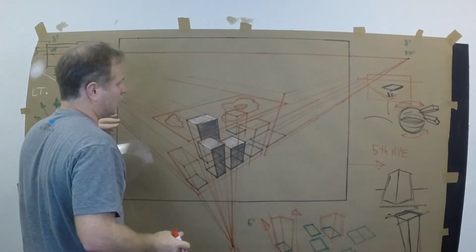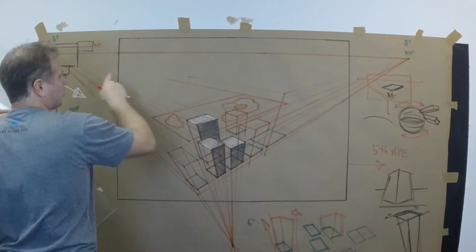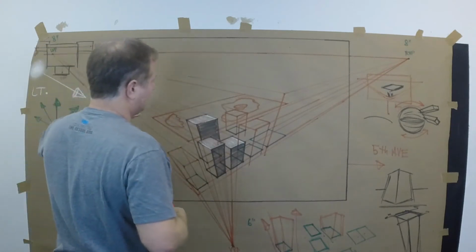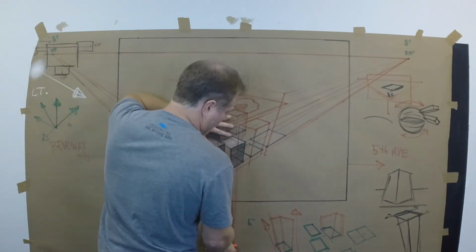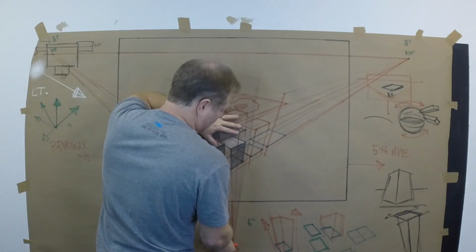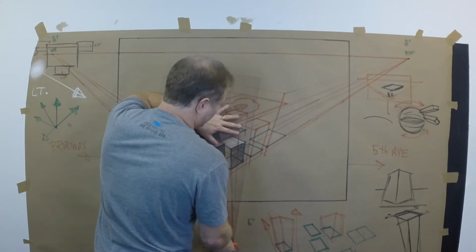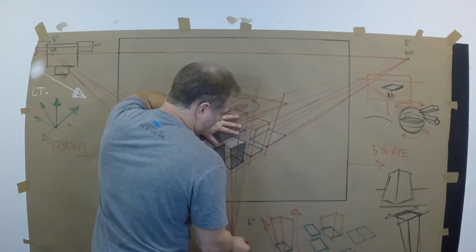Draw my convergence lines, and you can tell I'm shorthanding after a while, and that's fine as long as you're using your ruler and lining up. I don't mind that. I wasn't taught that way, but I'll let you shorthand a little bit later on. Make sure you're lining up your ruler.